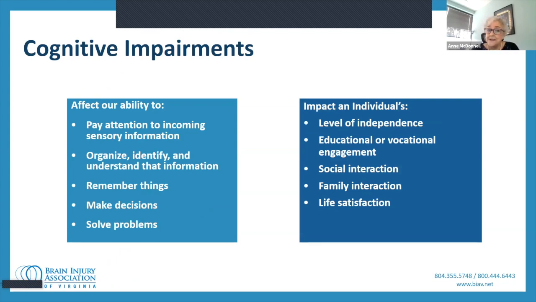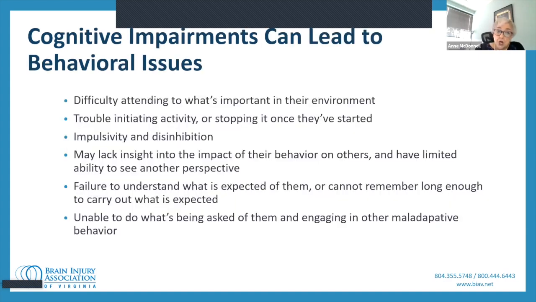Cognitive impairments affect our ability to pay attention to incoming sensory information, to organize, identify, and understand that information, to remember things, to make decisions and solve problems. And all of these cognitive impairments will impact someone's level of independence, their educational or vocational attainments, social interactions, family interactions, and life satisfaction. We know that cognitive impairments can lead to behavioral issues. And I personally think that there are a lot of behavioral issues which are cognitive problems in disguise.